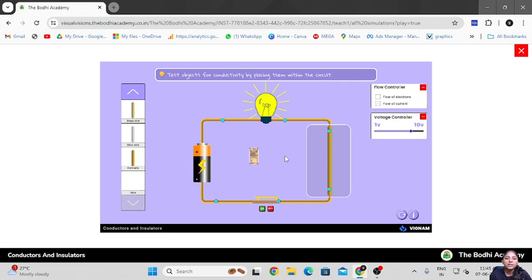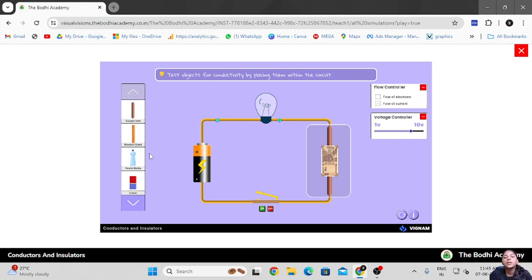Then the last example that we have is a 10 rupees note. Okay, now this is made up of paper, and paper is also an insulator, so that is why the bulb will not glow. So now what are the different things or objects that we have seen in this?